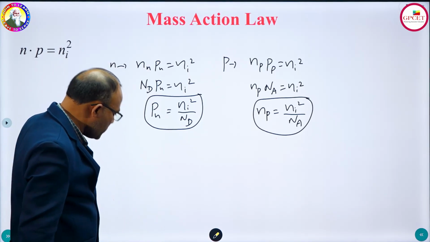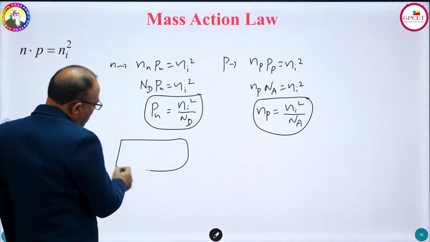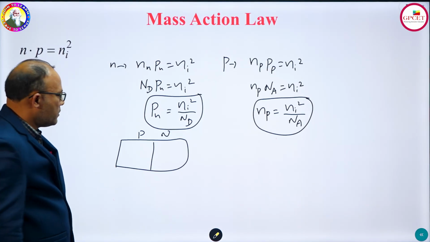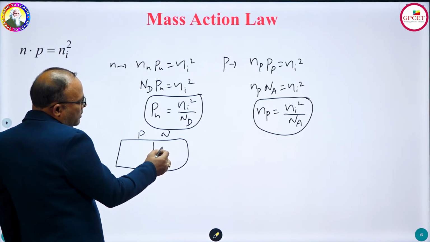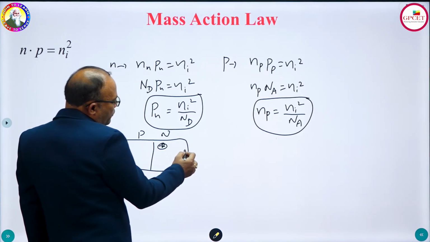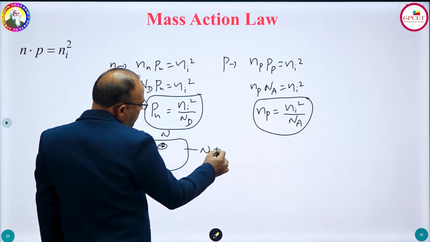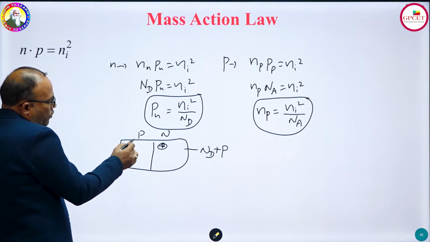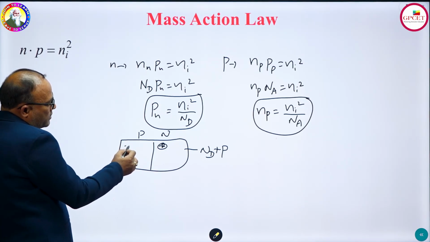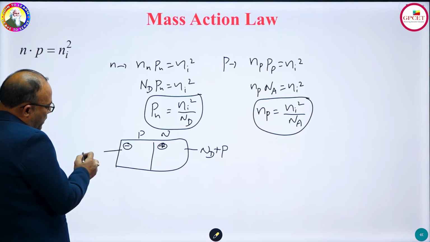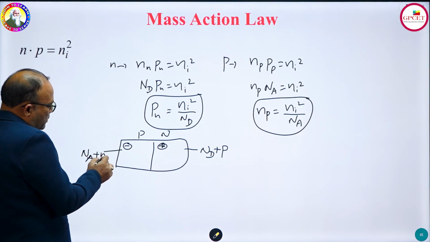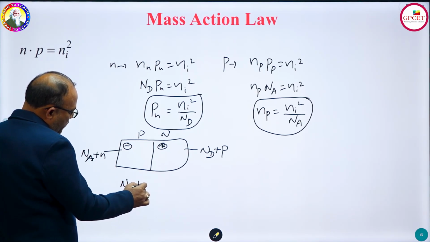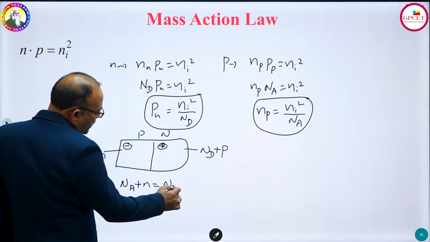And I can say one important point here: the semiconductor is always a neutral one. For example, whether it is a p-type or n-type semiconductor, it is always neutral. Here the majority charge carriers are electrons and therefore donor ions are present, so the total charge is donor concentration plus P. Whereas in p-type semiconductor, holes are the majority charge carriers and acceptor ions will be there, so I can write acceptor ion plus N, which is equal to Nd plus P.